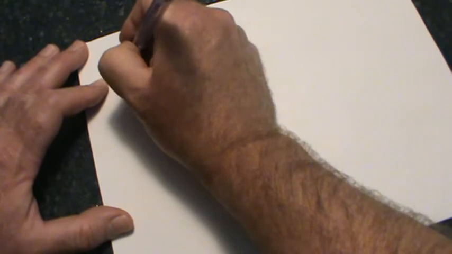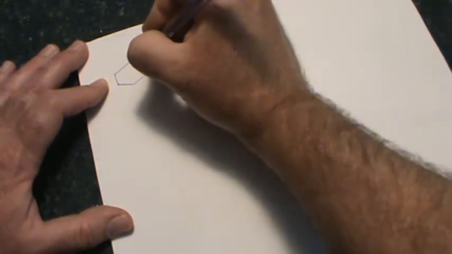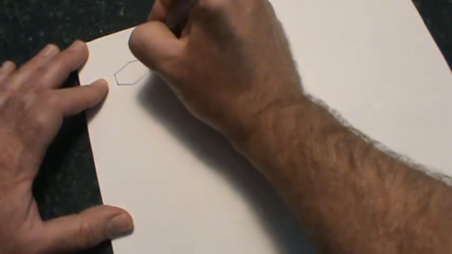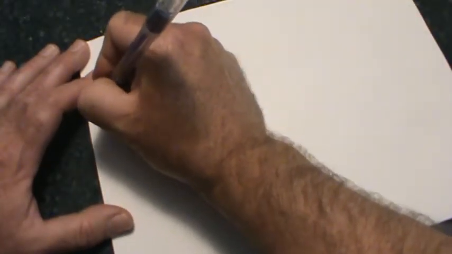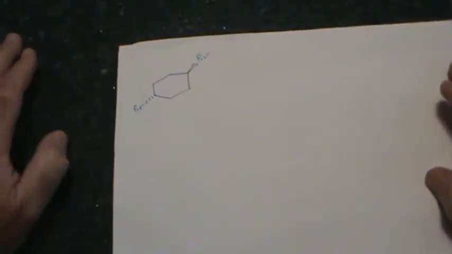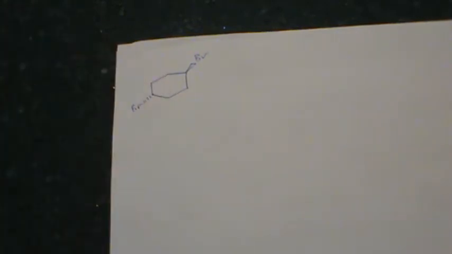Let's go to a 1,4 example. This is going to be an interesting one. We're going to look at a 1,4 dibromo. Let's put our bromines, we could either make them cis or trans. I think we'll make them trans. So there's my flat two-dimensional cyclohexane.